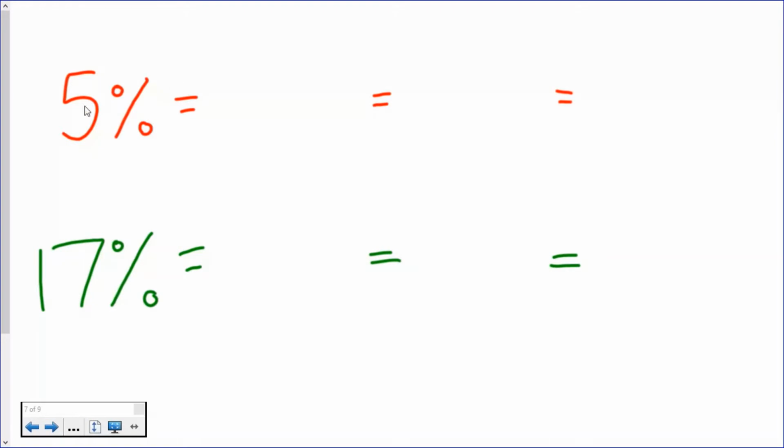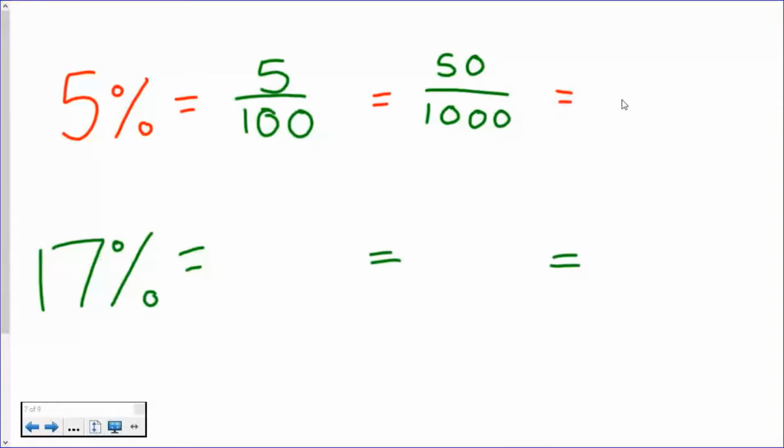So let's look at a simple one here, 5%. What's 5%? Well, we know that is 5/100ths, because 1% is a 100th. How else could I express that? Well, what if I use my numerator and denominator, and times them both by 10? You could say that's the same as 50/1,000ths. You could even go over to tiny parts for your denominator, 10,000ths.